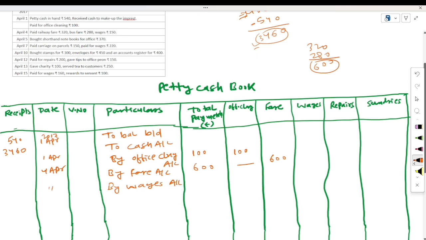How much wages are they paying? 150. We will pay 150 here. The wages column is also 150. We will write it here in the wages column.